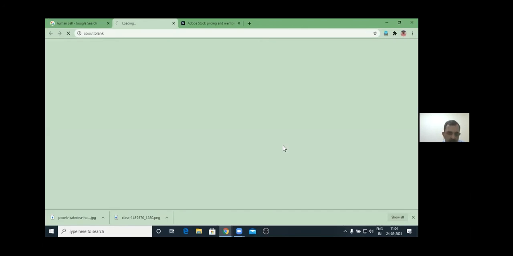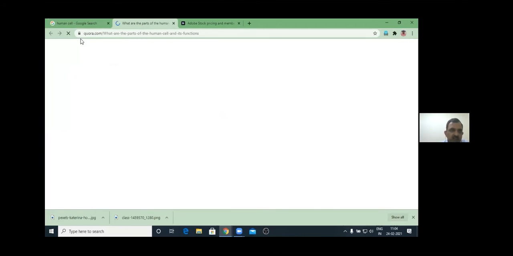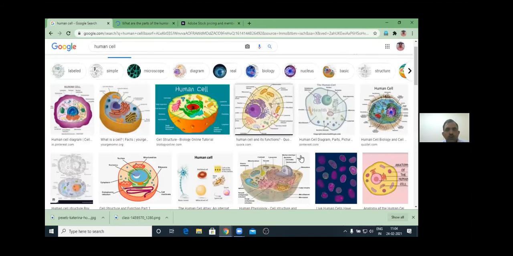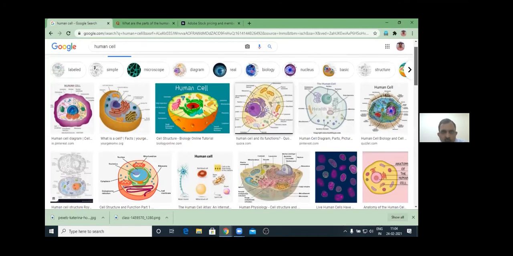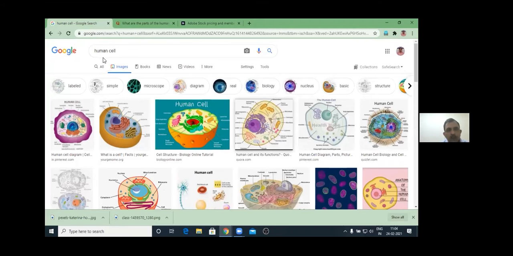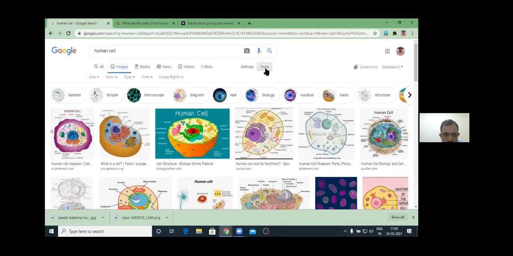This is a wrong habit. Any image which is not downloadable should not be used. Copying and using the image or saving the image is a wrong habit. So what we can do is, if you look at the Google page, at the end there is an option called Tools. You just click on Tools, and it gives an option called usage rights.